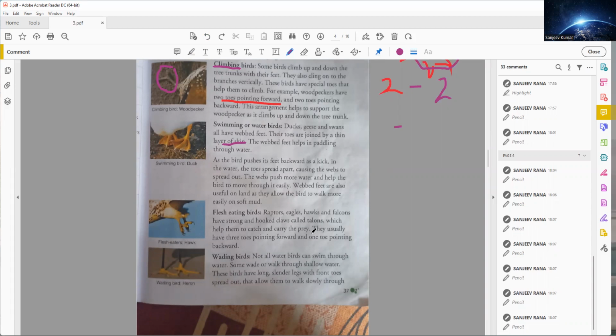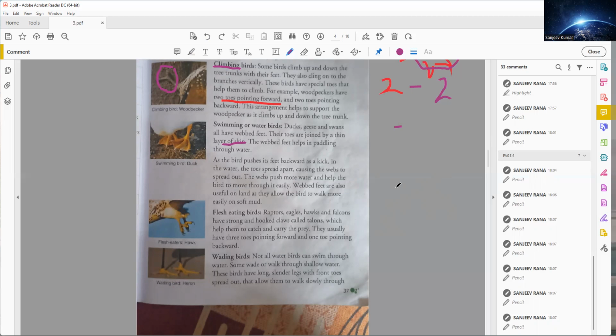Okay, whenever you see this bird, we say duck, see its web feet. The one who swims has paddles on its feet. Why? To push the water backward and move themselves forward. Now, as the bird pushes its feet backward as a kick in the water, the toes spread apart, causing the webs to spread out. Okay. So web feet are also useful on land as they allow them to walk more easily on soft mud.